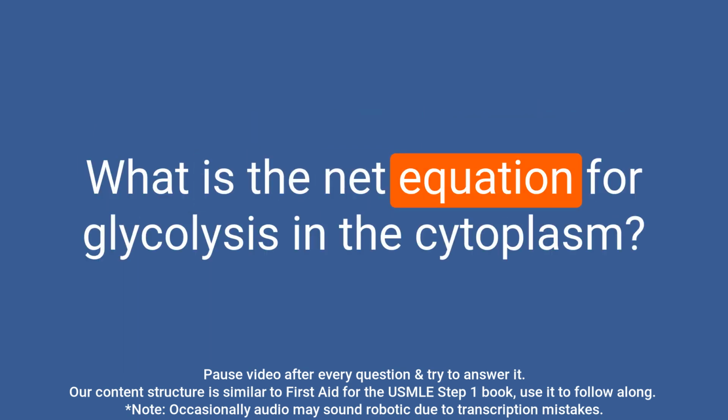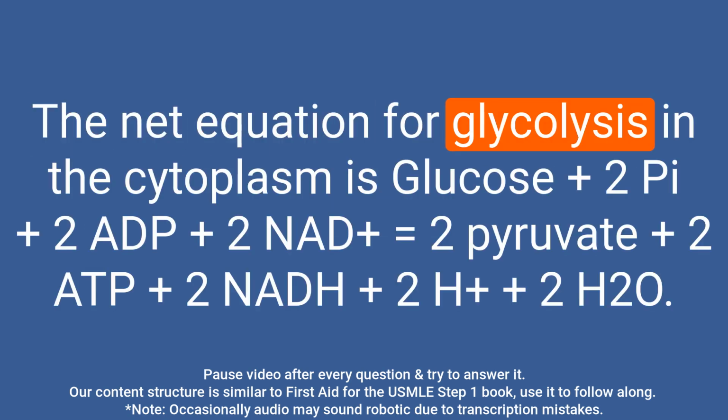Question: what is the net equation for glycolysis in the cytoplasm? Answer: the net equation for glycolysis in the cytoplasm is glucose plus 2 Pi plus 2 ADP plus 2 NAD+ equals 2 pyruvate plus 2 ATP plus 2 NADH plus 2H+ plus 2 H2O.